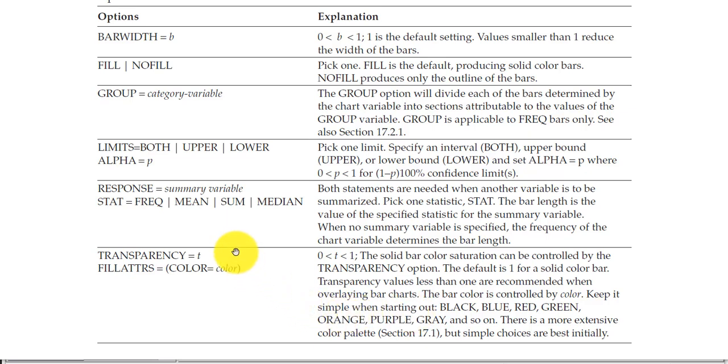And transparency, again, choose values between 0 and 1, where 1 is at the highest level, or it's solid, and then whenever you choose something less than 1, it becomes more transparent.